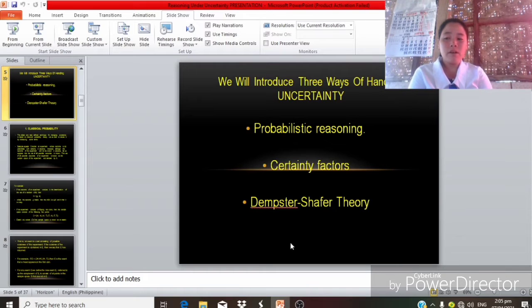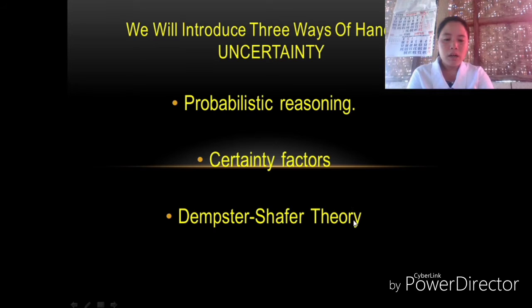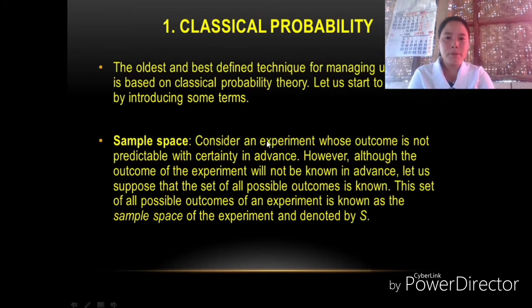The first technique of uncertainty reasoning that I am discussing is probabilistic reasoning. There are three types of probabilistic reasoning. First is classical probabilities, second compound probabilities, third is conditional probabilities. First is classical probability. The oldest and best defined technique for managing uncertainty is based on classical probability theory.